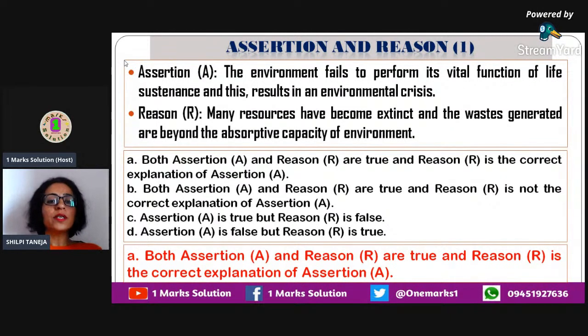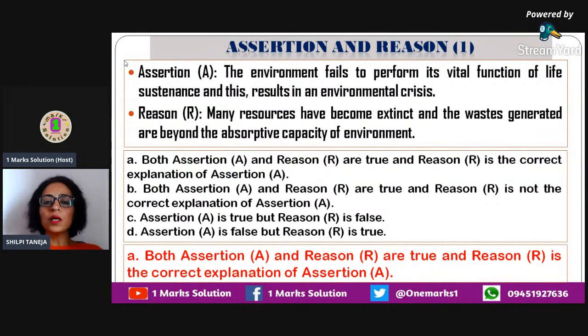Now let me tell you about this absorptive capacity. It means there is a capacity in the environment to absorb our wastes, and it is mandatory that this absorptive capacity should be much more than the creation of the wastage by human beings. Then only we will be able to live in the environment.